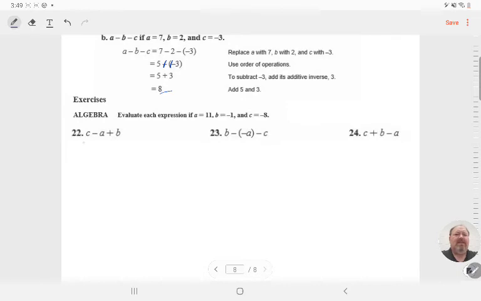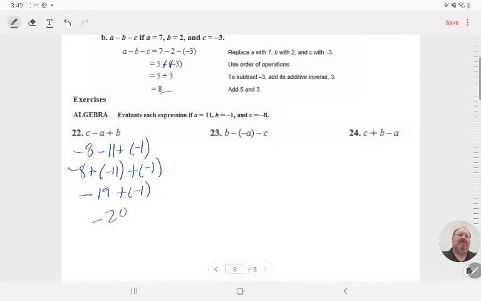All right, let's see how you did. So negative 8 minus 11 plus negative 1. So this could be negative 8 plus a negative 11 plus negative 1. And this would be negative 19 plus negative 1 would be negative 20.